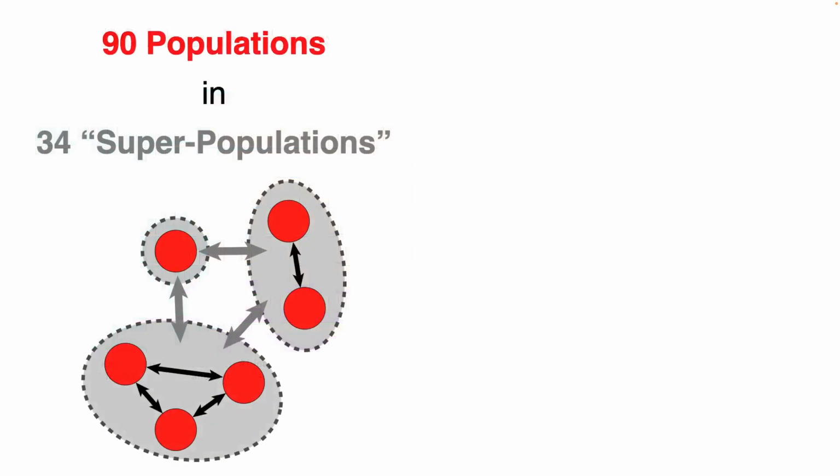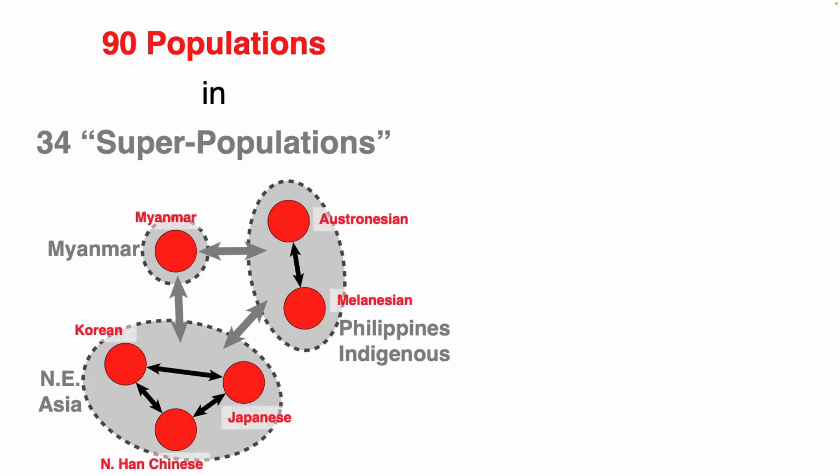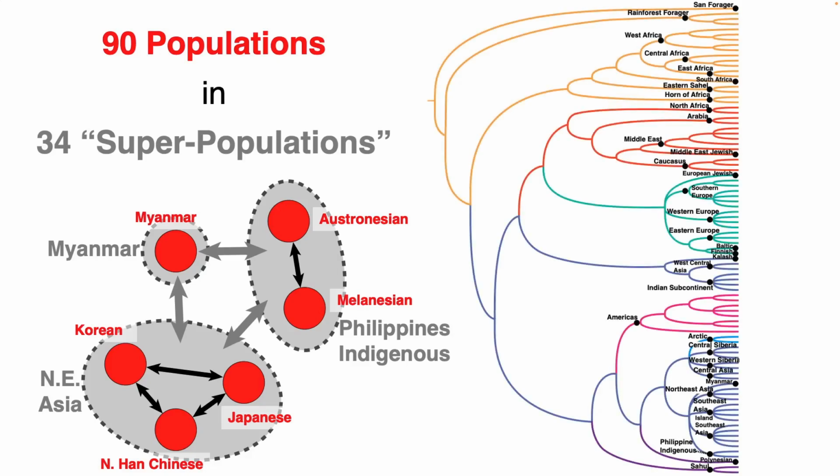We organize our 90 populations into 34 superpopulations, or parent groups. For example, here we have superpopulations, Myanmar, Philippines indigenous, and Northeast Asia. Inside each superpopulation are 1 or more populations. For example, in Philippines indigenous, there's Austronesian and Melanesian. In Northeast Asia, there's Korean Japanese and North Han Chinese.